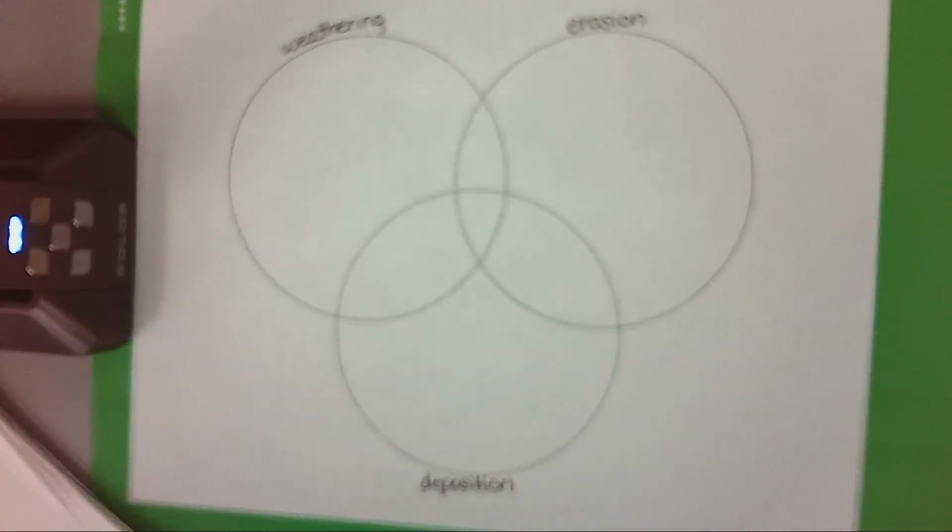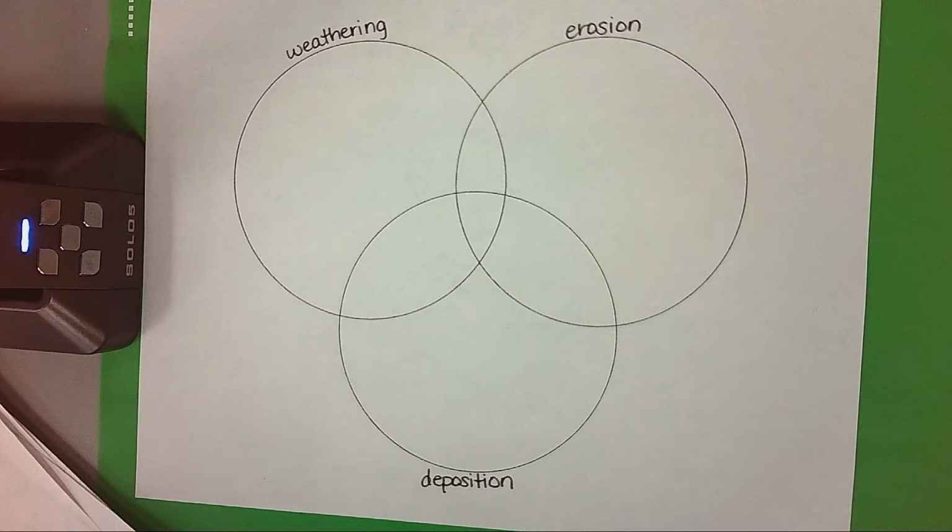Alright, so now that you have learned about weathering, erosion, and deposition, let's compare and see what they have in common and how they are different. So we're going to compare and contrast. How we're going to do that is we're going to use a triple Venn diagram.